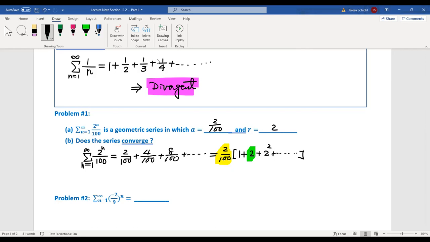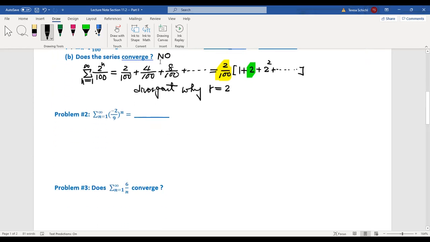So is this series divergent or convergent? This is a divergent geometric series. Why? It's because R is equal to 2. We said the geometric series is only convergent when R is between -1 and 1. So convergence is a no here. Okay, let's take a look at problem number 2 here.